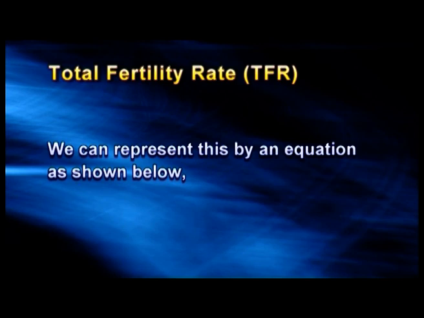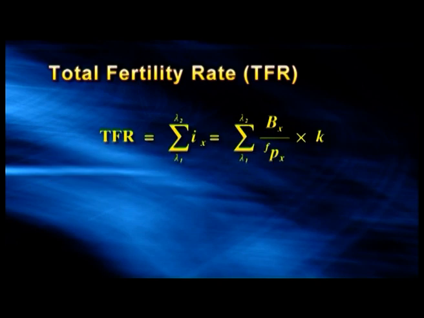We can represent this by an equation as shown below. Total fertility rate is equal to the summation from lambda 1 to lambda 2 of Ix, which is equal to the summation from lambda 1 to lambda 2 of bx, that is the number of births, divided by fpx, that is the total of the female population, multiplied by K.